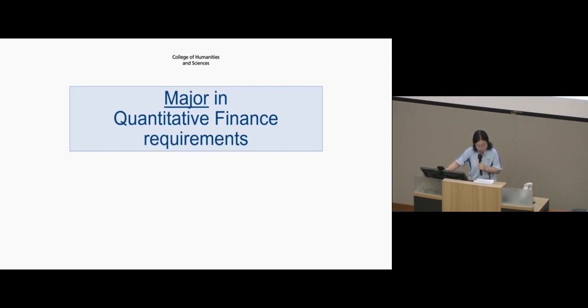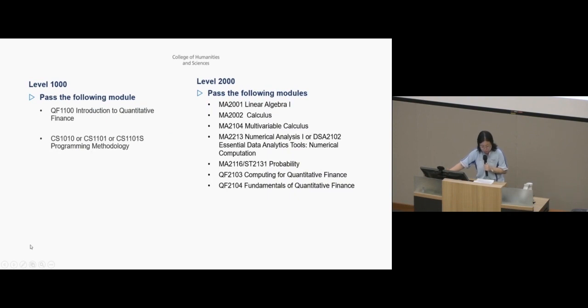Let's look at the real module list here. At 1,000 level, actually, we have only one module. Here I listed two, but only the first one, the gateway module QF1100, is included in the requirement of QF major. But why should I include the second one, CS1010? Because although it is not included in the requirement of QF major, second major, or minor, it is a prerequisite for some 2,000 level modules. So that means if you are a QF major, you have to finish this module sometime.